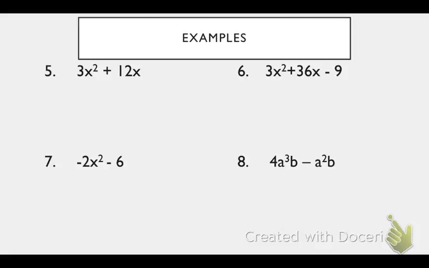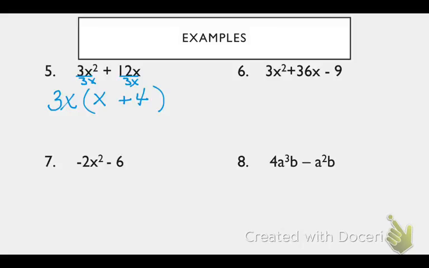All right, in number 5, I'm going to factor out 3 and 3x. So I divide each by 3x, which results in x plus 4. That one was very similar to number 4 on the previous screen.